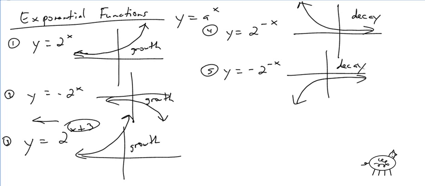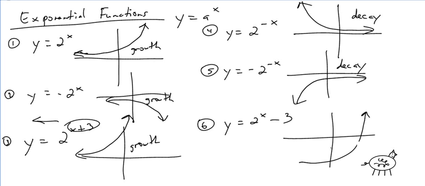And then the last one, how about y equals 2 to the x minus 3. Well, what is that doing? That's actually just moving up and down. That's just a vertical shift going down. That's all it does. So this is again a growth problem, but it's shifting it down 3 units. Okay, that's pretty easy.